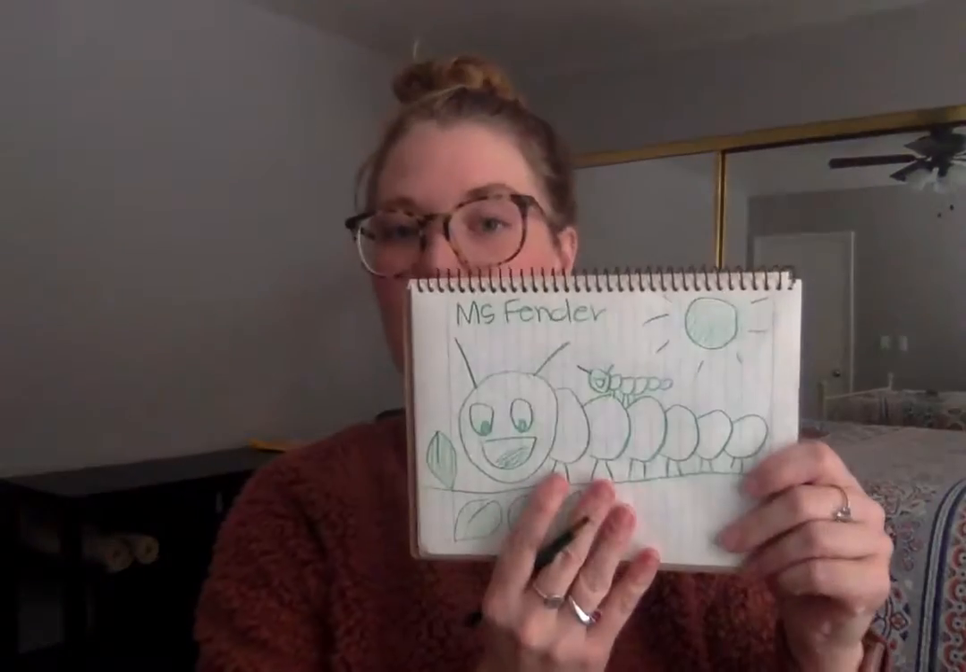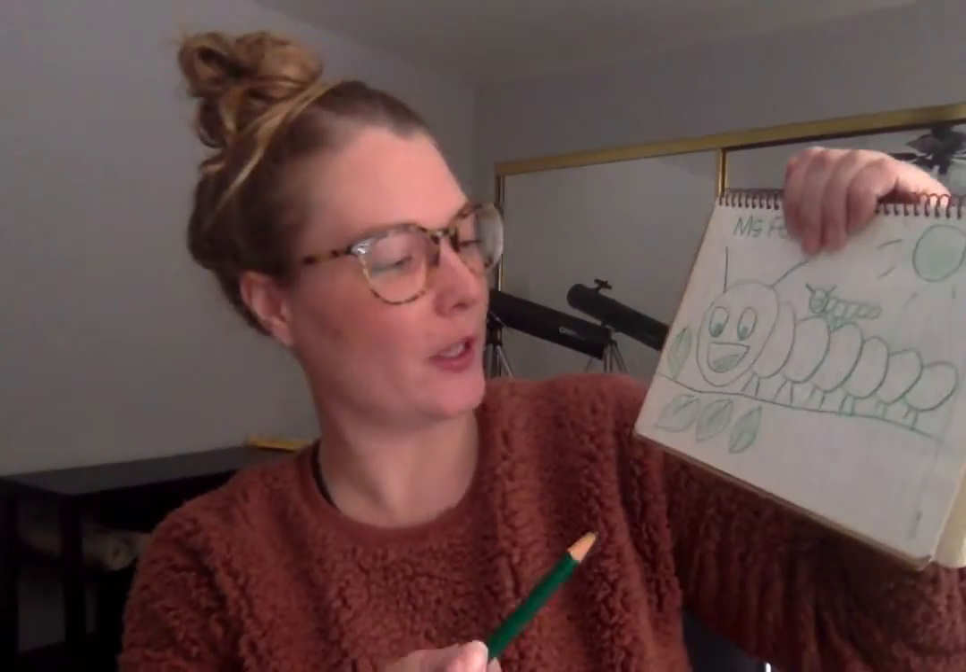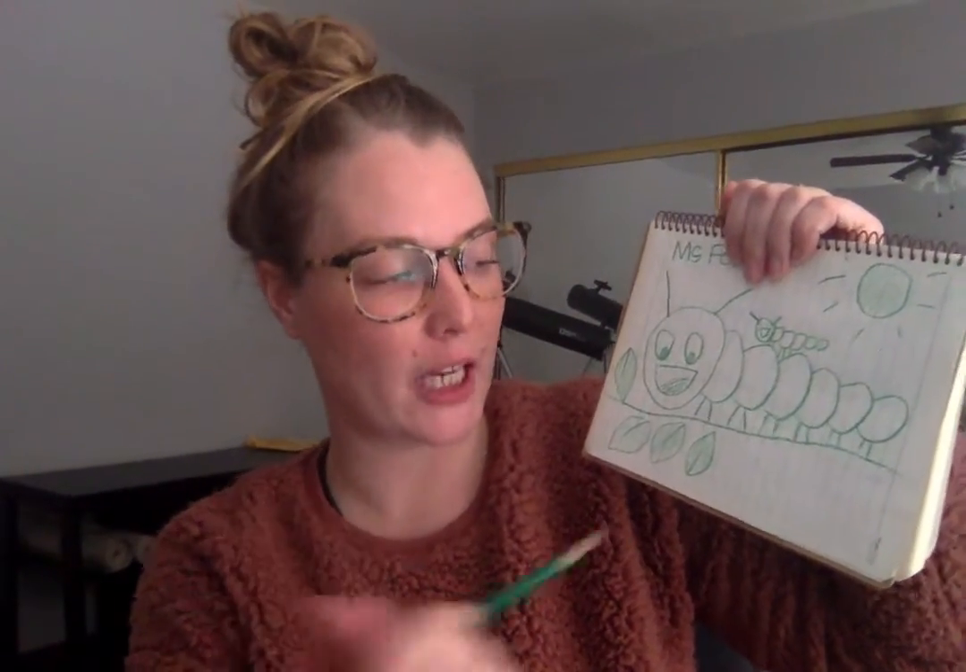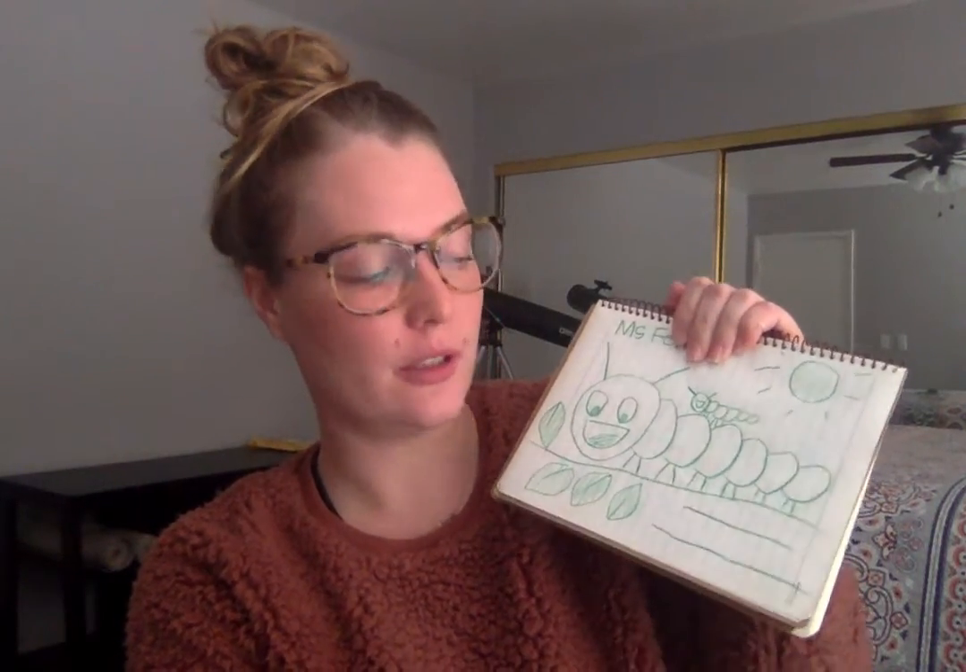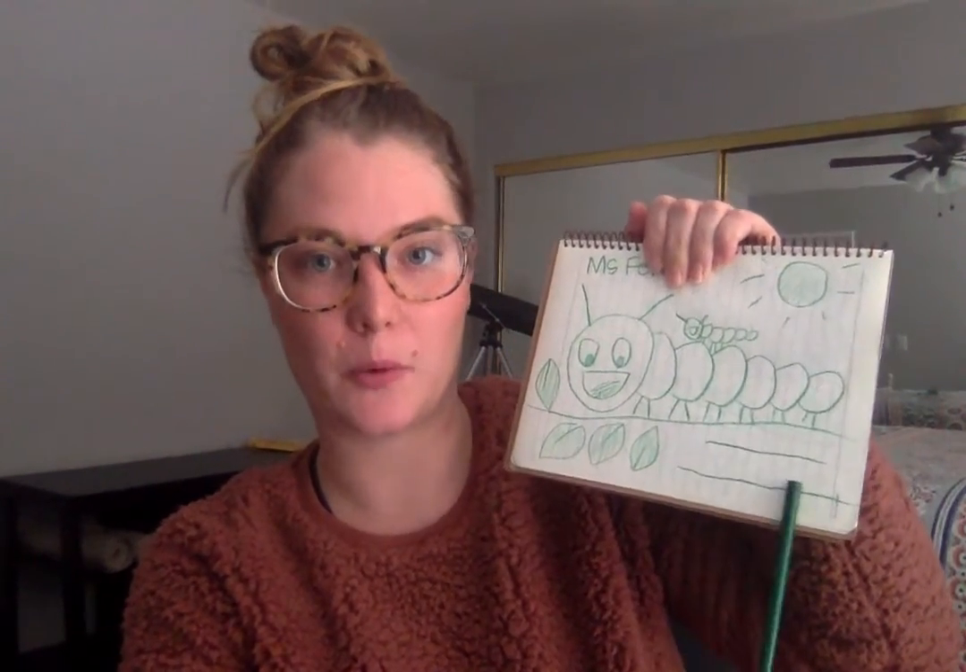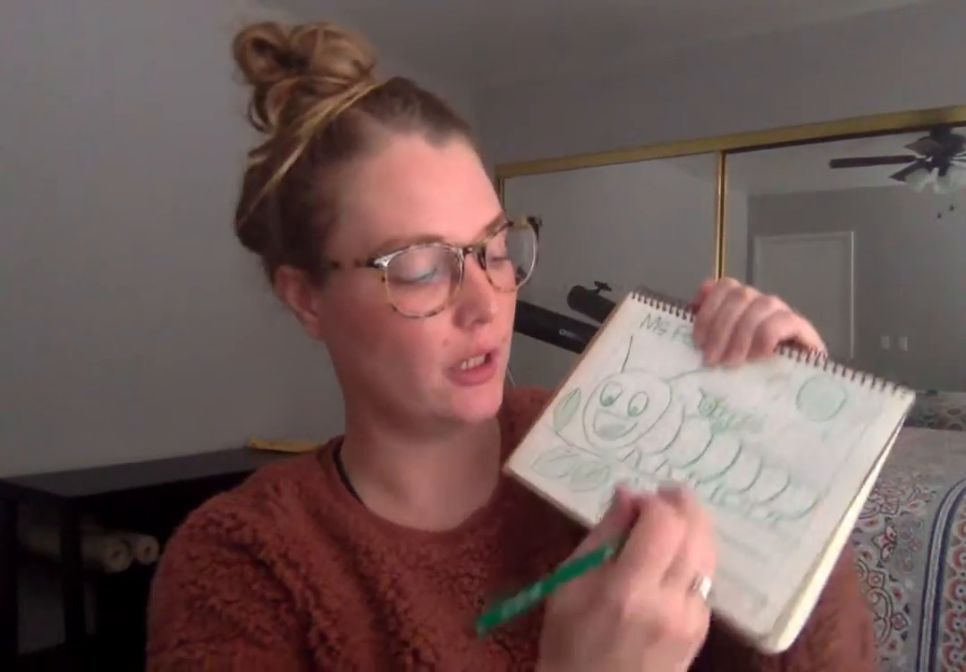So I'm going to write Miss Fender. Okay, there's my name. And then we can even add some writing. Today I'm going to put 2 words on my page. Hungry caterpillar. I have 2 lines because I'm going to have 2 words for my picture. Hungry.